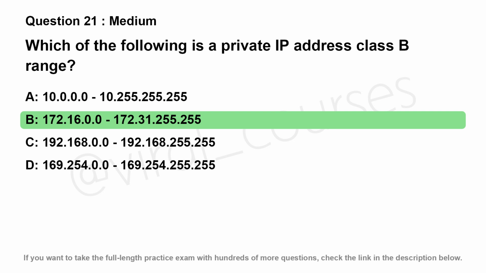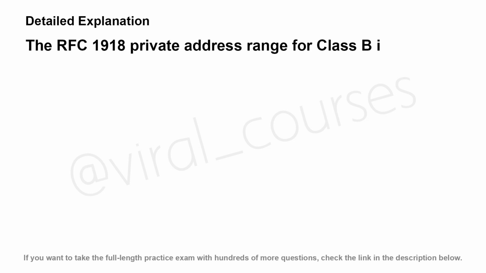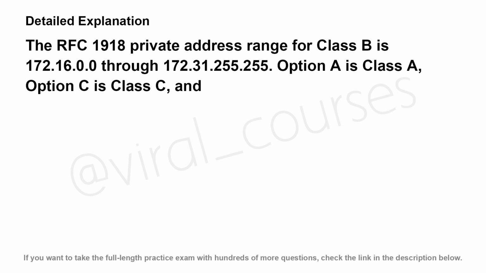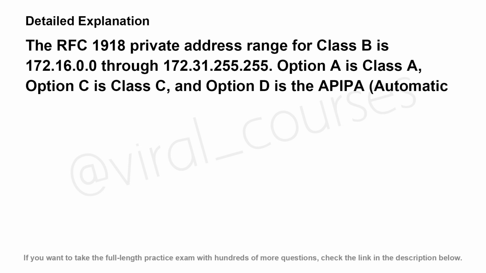The correct answer is B. The RFC 1918 private address range for Class B is 172.16.0.0 through 172.31.255.255. Option A is Class A. Option C is Class C. And Option D is the APIPA, Automatic Private IP Addressing, range.